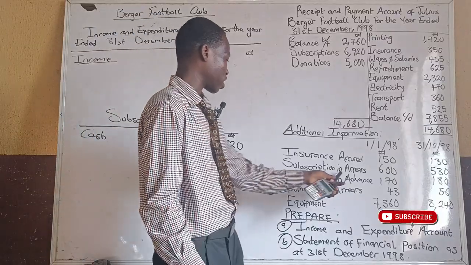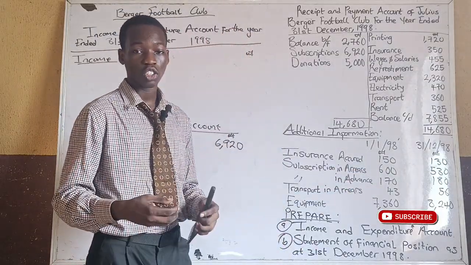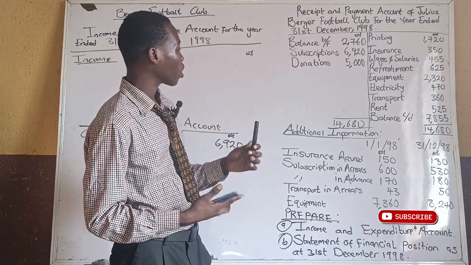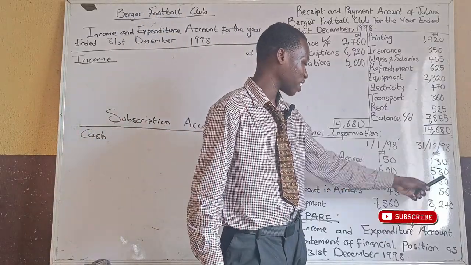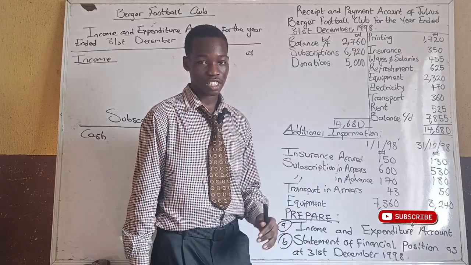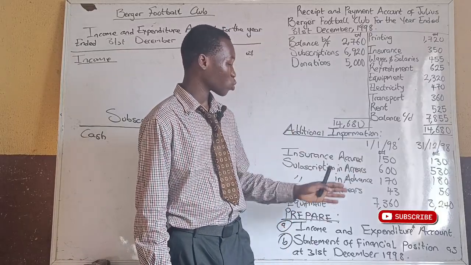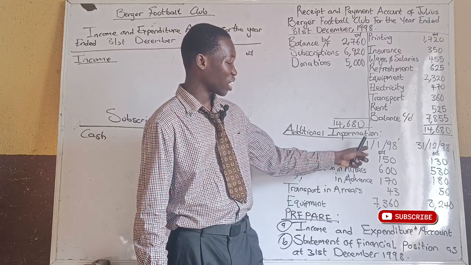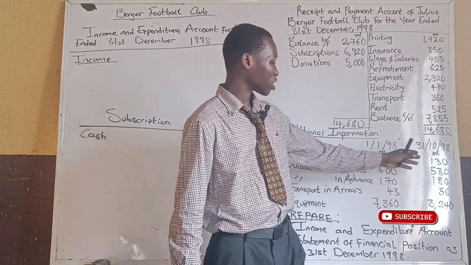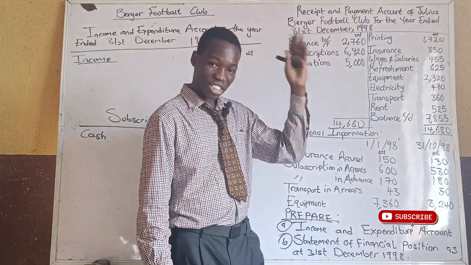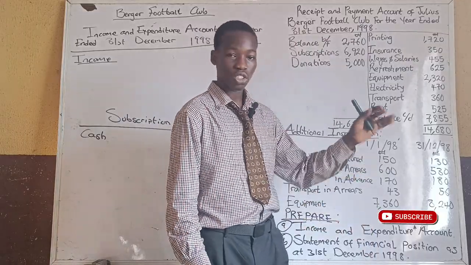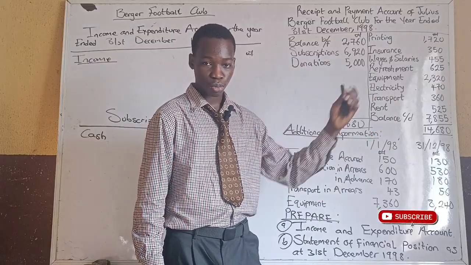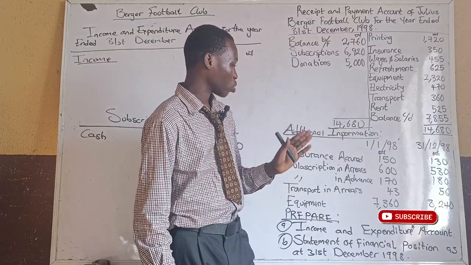Now, subscription in arrears at the beginning is the amount you are owing at the beginning. But don't forget, what we are working for is this year, 1998. At the beginning of the year, it simply means that it's not for that year, because we have not even started any trading activities during that year. You can see that it is 1st January 1998. But at the end of the year, it simply means the amount that is owed during that year, but at the beginning is not for that year. That is the balance of last year which was brought to the beginning of that year. That's what it simply means.